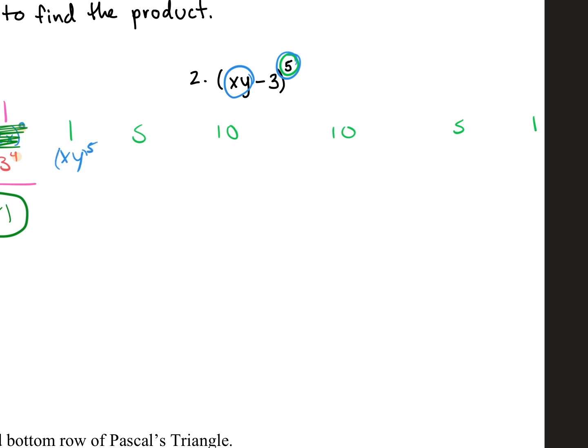So xy to the 5th power, xy to the 4th, xy to the 3rd, xy to the 2nd, xy to the 1st, and then xy to the 0. What is xy to the power of 0? 1. So anything to the power of 0 we can cross off, get rid of.